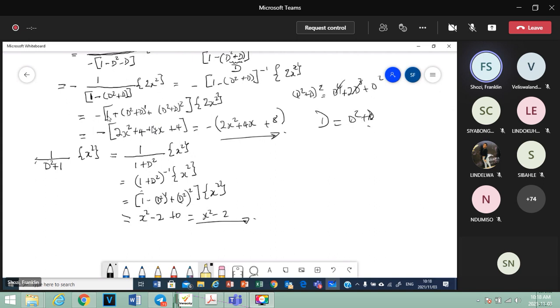Okay, let us start here. What is 1 times 2x squared? It is 2x squared. This is D squared on that, the second derivative. What is the first derivative? It is 4x. Once more, it's 4.